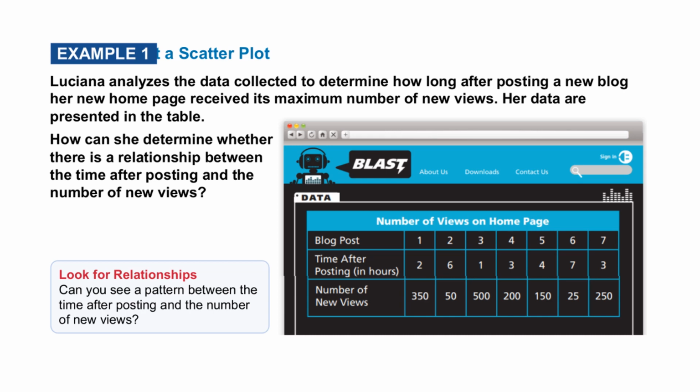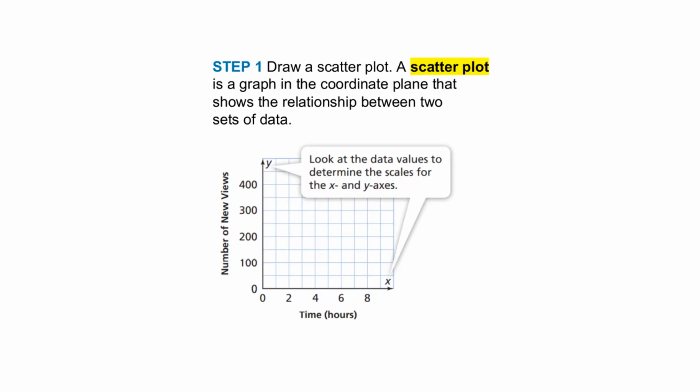How can she determine whether there is a relationship between the time after posting and the number of new views? Step 1 for determining the relationship between data points is to draw a scatter plot. A scatter plot is a graph in the coordinate plane that shows the relationship between two sets of data. After drawing the graph, you would determine your x and your y-axis values. For her y-axis, she chose the number of views, and for her x-axis, she chose how many hours it had been. You would also determine your scale.